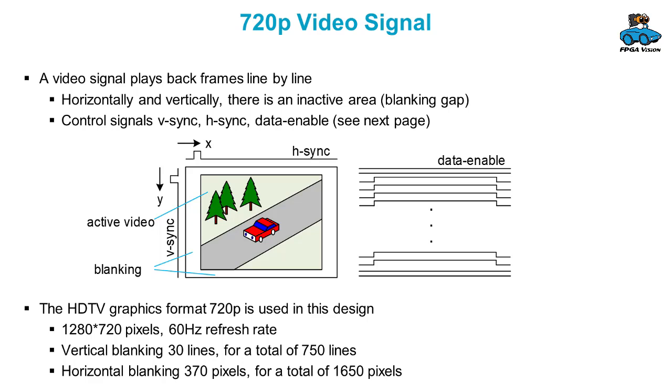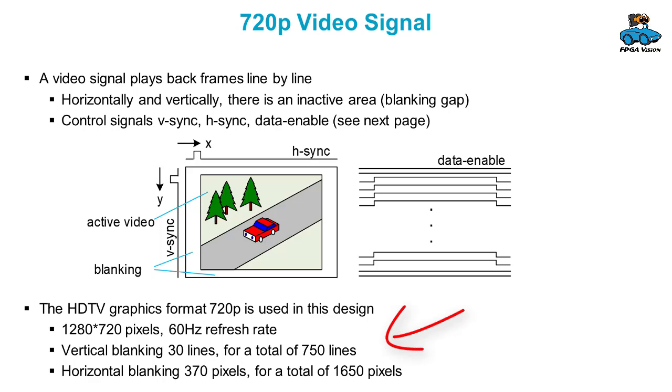A video signal is made up of different frames, and each frame is displayed line by line. Besides the image information, the active video, there is also an inactive area, a blanking area. A blanking area for the frame, so on top and below the active image, and an inactive area in the line, so to the left and to the right of the image. And we have control signals to indicate where we have a frame and where we have the lines and where we have the active part of the image. In our example, we use a 720p video signal.